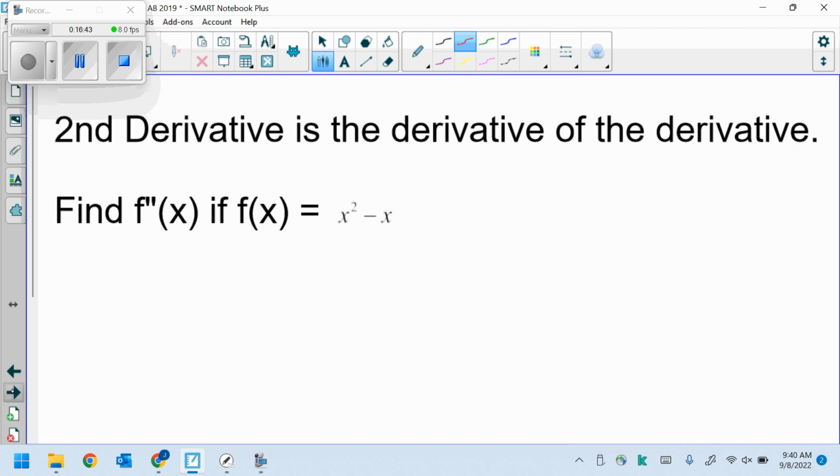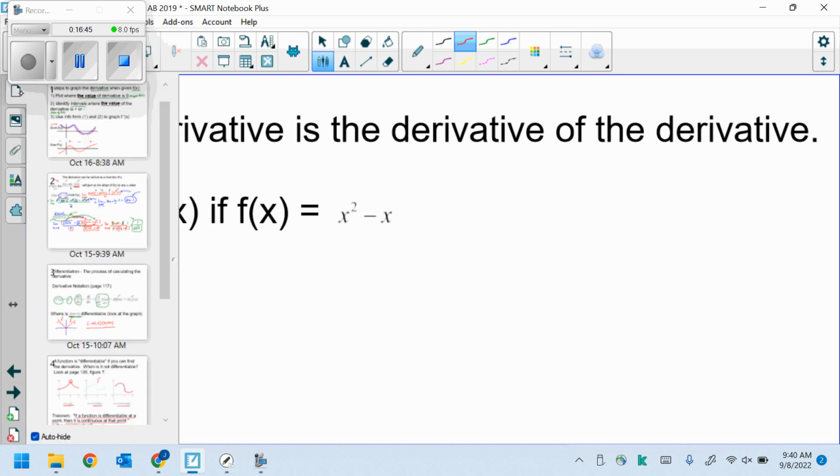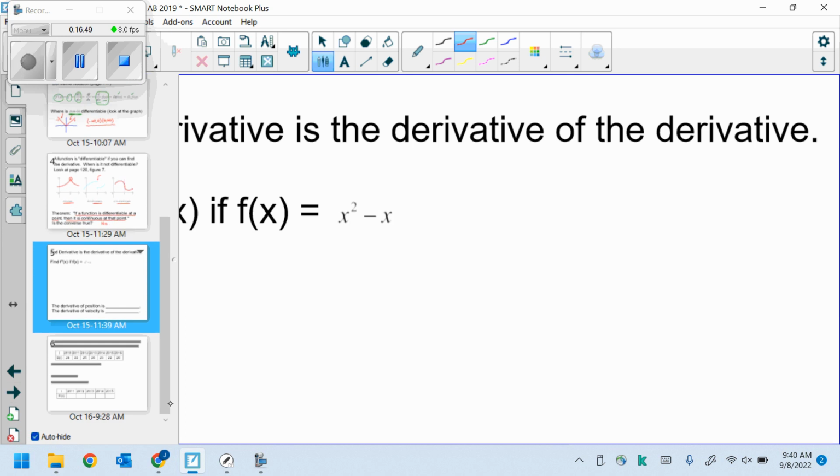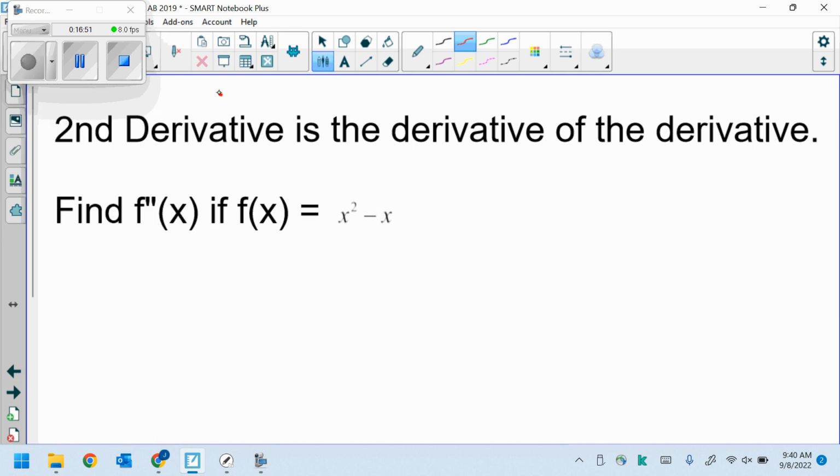All right, final slide. I think it's the final slide. This is not the final slide. Okay, find the second derivative. Now that's the notation for the second derivative, if f of x is equal to this. We've seen this before. The second derivative is the derivative of the derivative, and we know what the derivative is. We found this today. Said we'd come back to it, and we're back to it.